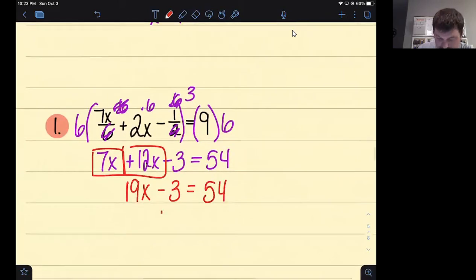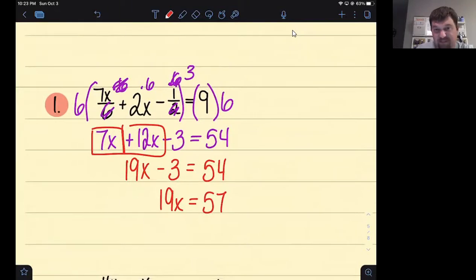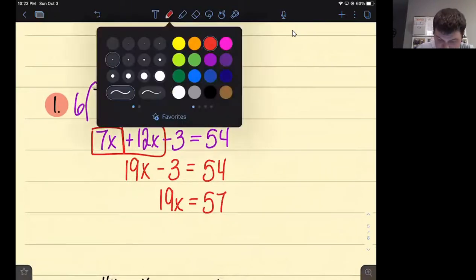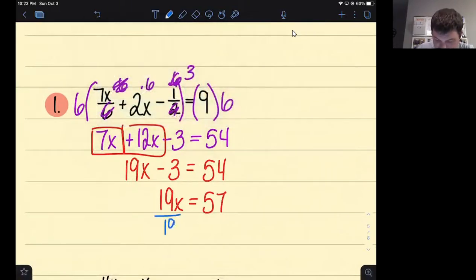Add 3 to both sides, 19x, don't forget the x there, whoops, is equal to 54 plus 3 is 57. And then if I do 57 divided by 19, I'll write down that I'm going to divide by 19 here. That would give me x is equal to 3.